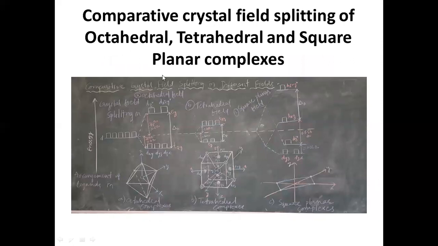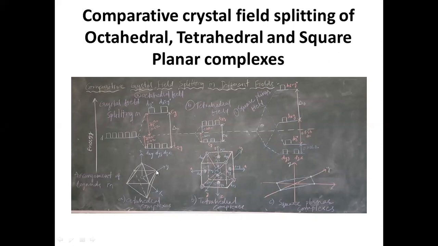In this slide, we are comparing the crystal field splitting in octahedral, tetrahedral, and square planar fields. I have written this on the board to explain it to all the students. The first one, A, is the octahedral field, where eg orbitals increase in energy and t2g orbitals reduce in energy.